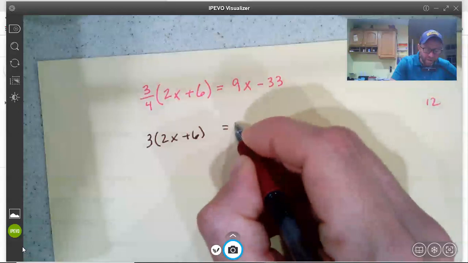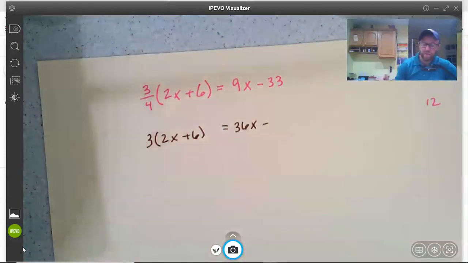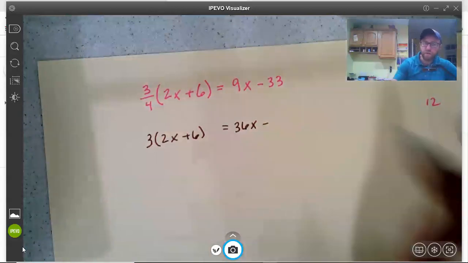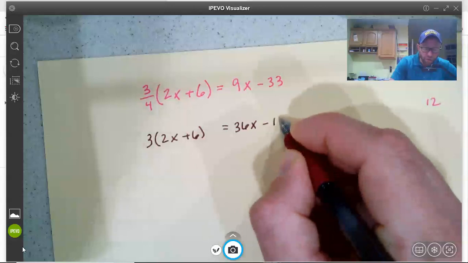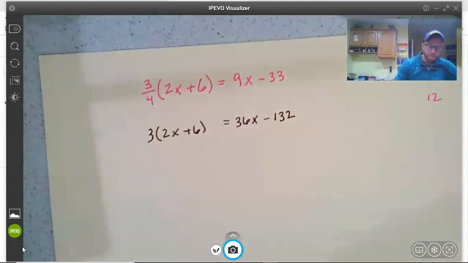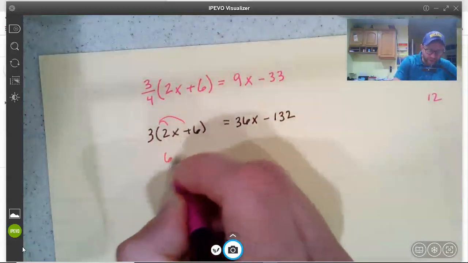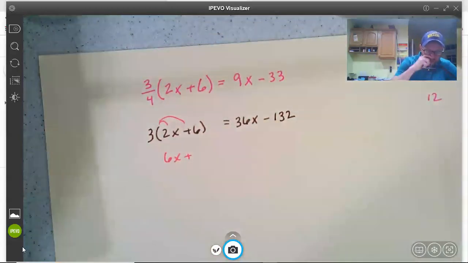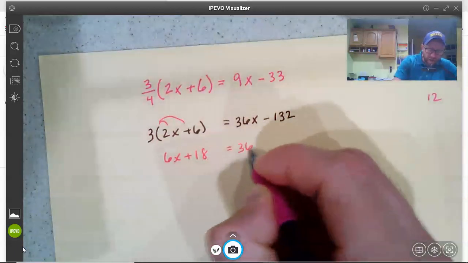So let's see, 9 times 4 is 36, so 36x, minus 33 times 4. 30 times 4 is 120 and 3 times 4 is 12, so 132. So now, we'll just distribute. So that's 3 times 2 is 6x plus 18. And over here, nothing's changed.